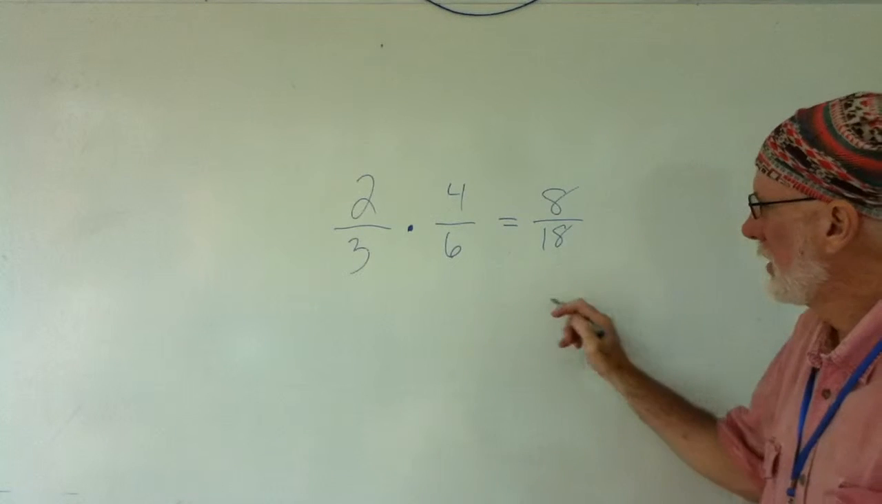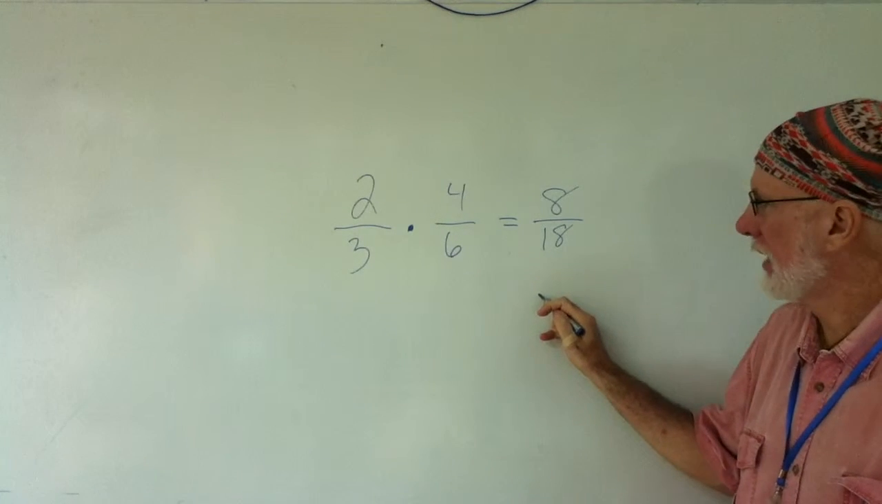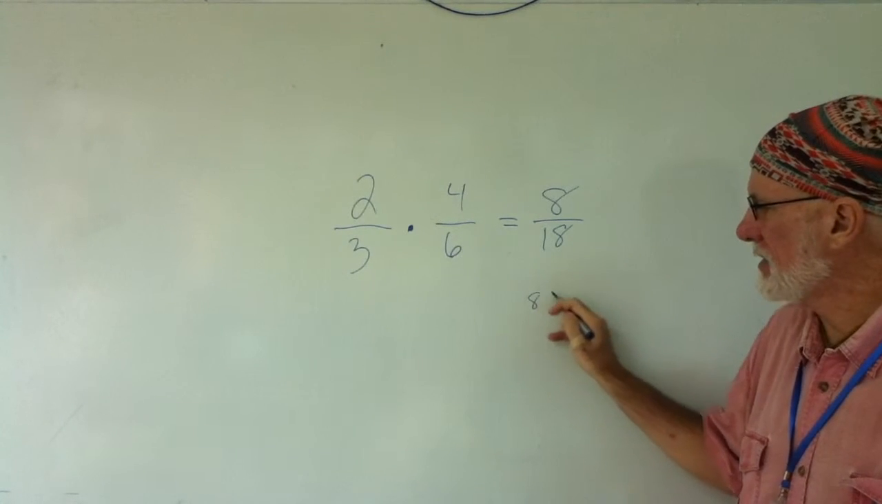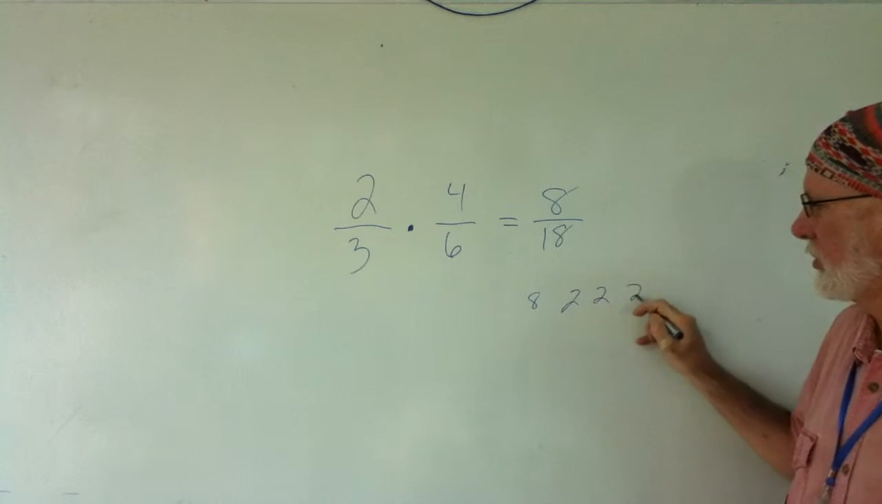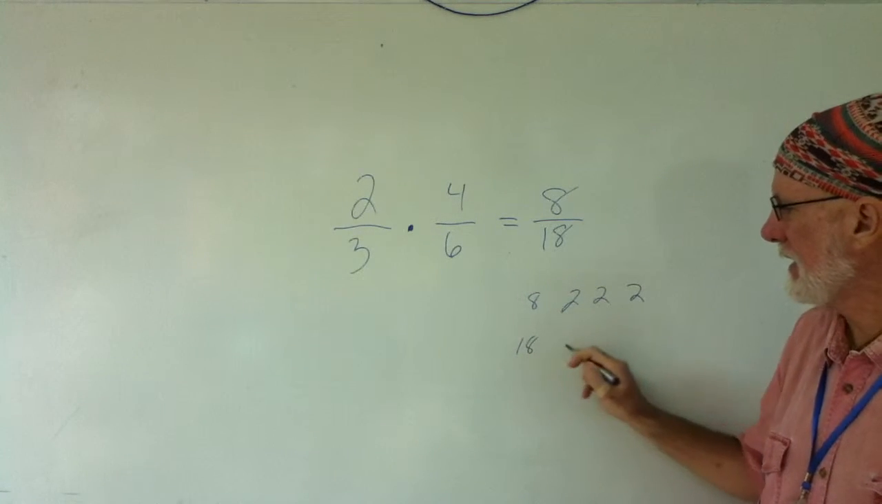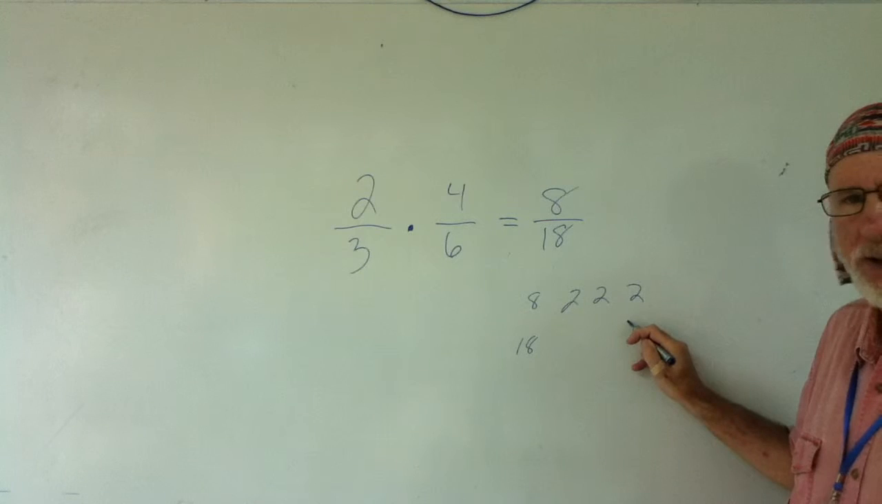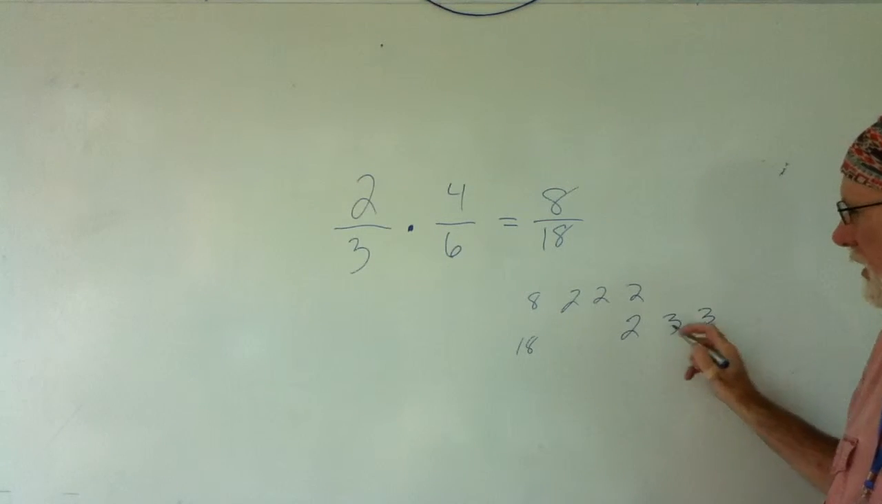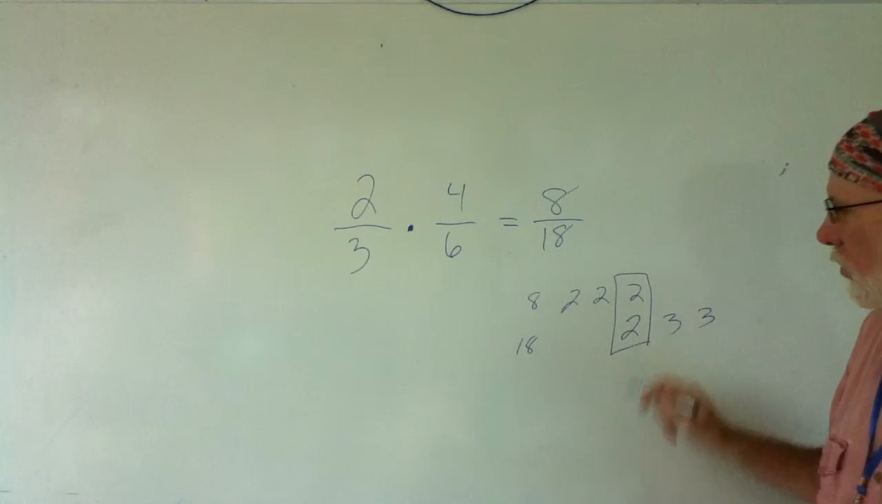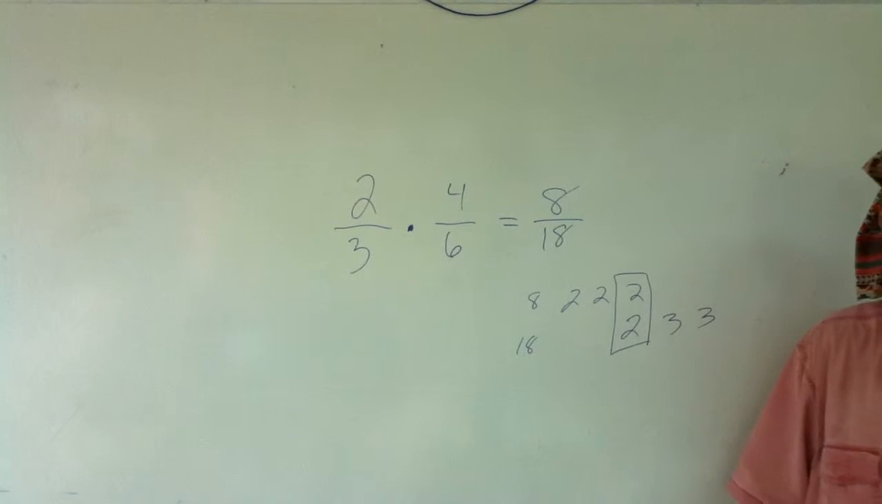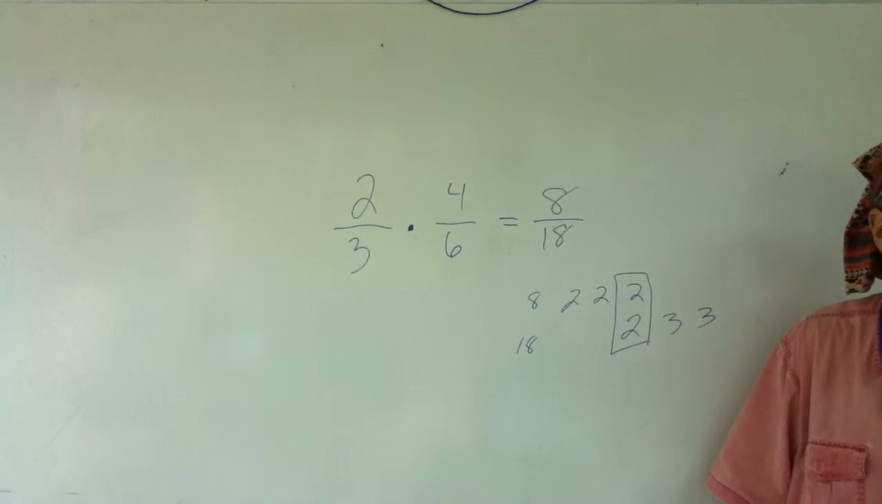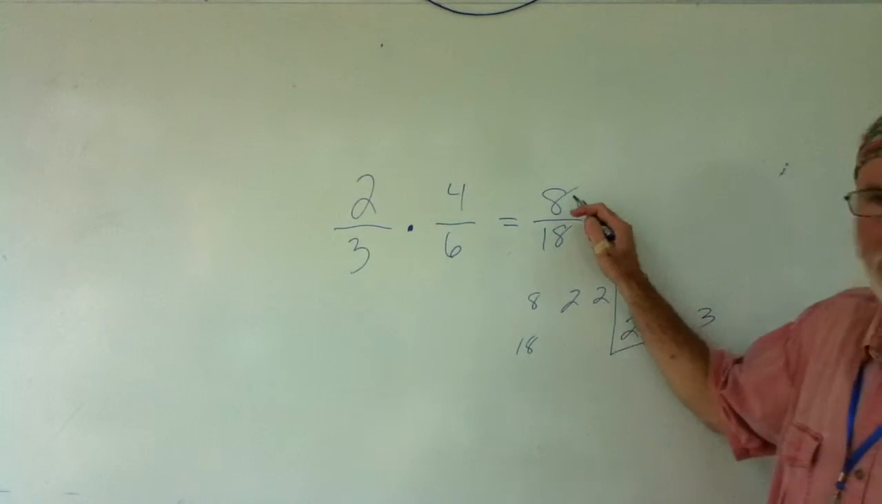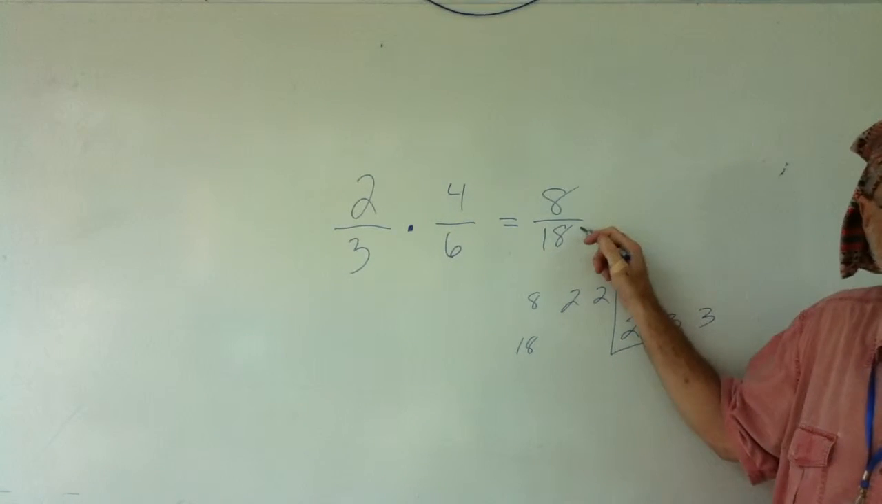Shall we figure it out? So 8 is going to be 2, 2, 2, and 18 will be 2, 3, 3. Therefore, what's going to be the greatest common factor? Just 2, right? So divide both by 2.